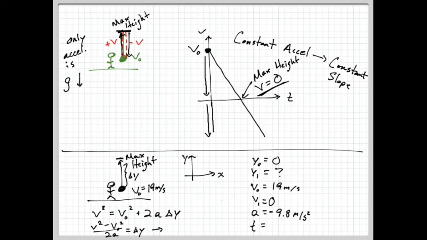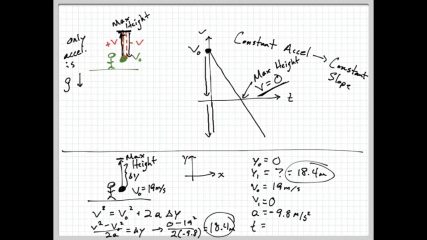Okay, let's plug in our numbers. So we've got 0 minus 19 squared all over 2 times negative 9.8. Okay, so if we crunch this out, you're going to get 18.4 meters. So that would be the maximum height of this object.